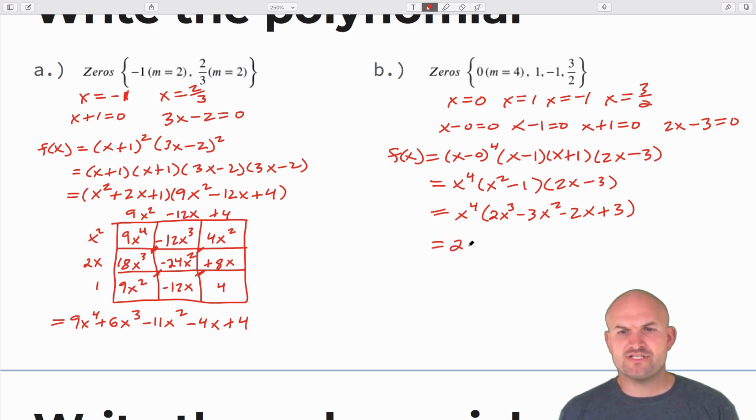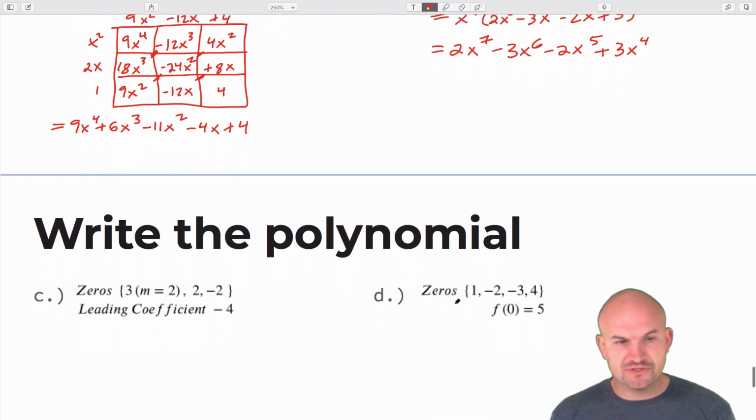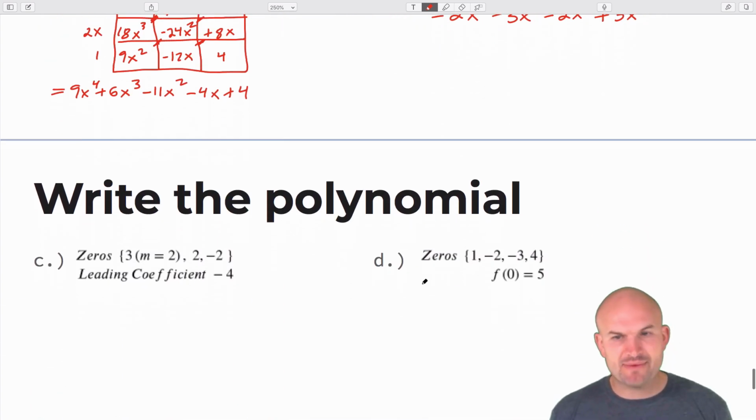So therefore, this is a 2x to the 7th minus a 3x to the 6th minus a 2x to the 5th plus a 3x to the 4th. There you go. Nice. Voila. All right, so the next two are going with that same idea.